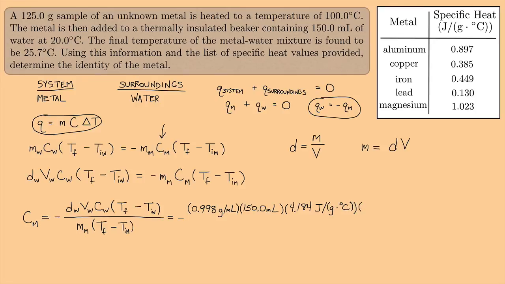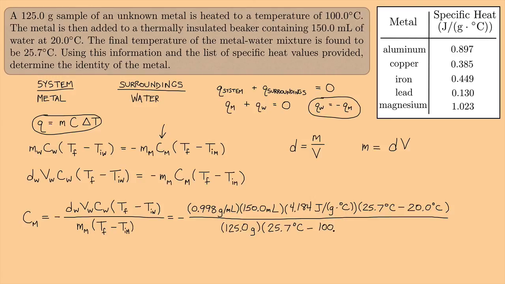And now the change in temperature, the final temperature was 25.7 degrees Celsius. The initial temperature of the water was 20 degrees Celsius. And that is the numerator. All of this is going to be divided by the mass of the metal. The mass of the metal was 125 grams. And we have the change in temperature. Final temperature was 25.7 degrees Celsius, minus the initial temperature of the metal, that was 100 degrees Celsius. And if you notice, this is going to be a negative number. That's going to cancel with the negative that's out front here.